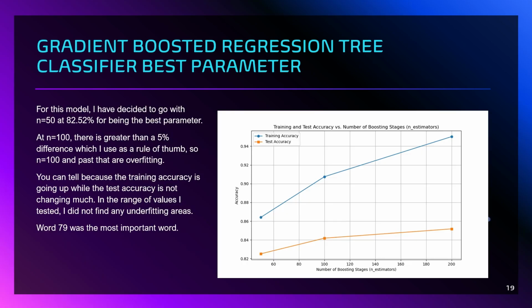For this model, I've decided that 50 is the best parameter. This is mainly just due to factors of overfitting. It's gradually getting closer to 100% of the training data, and this is not improving drastically. 79 was the most important word, and as far as I could tell, there was nothing that was underfitting.